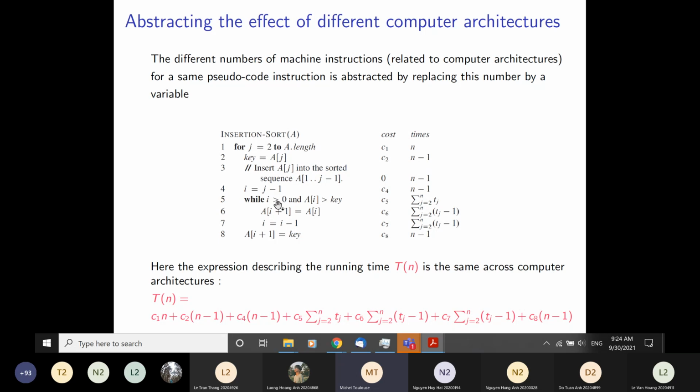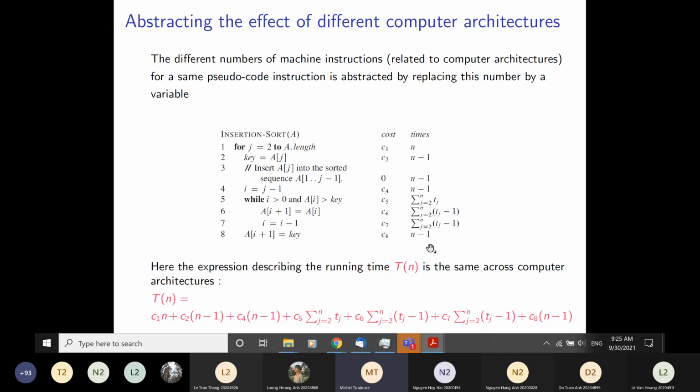All right, now how about this while loop here? This while loop here is going to be executed how many times? A certain number of times that we do not need to describe too much at this point. So the number of times is described by this summation, minus t minus 1. And finally, this instruction here is not inside the while loop, so it is executed for each iteration of the for loop. So what I have here is the number of times that each of these basic instructions are executed.